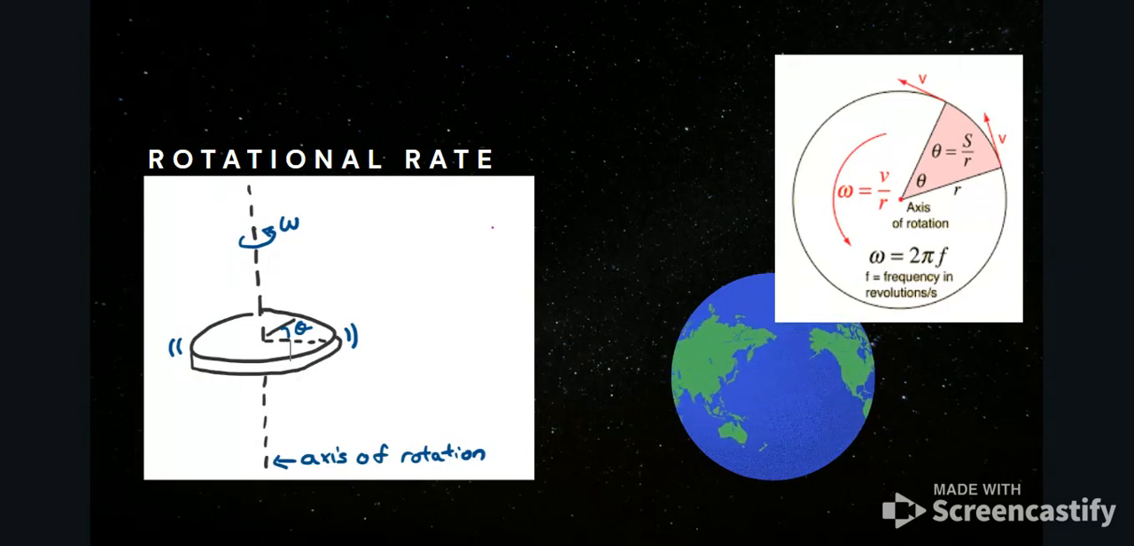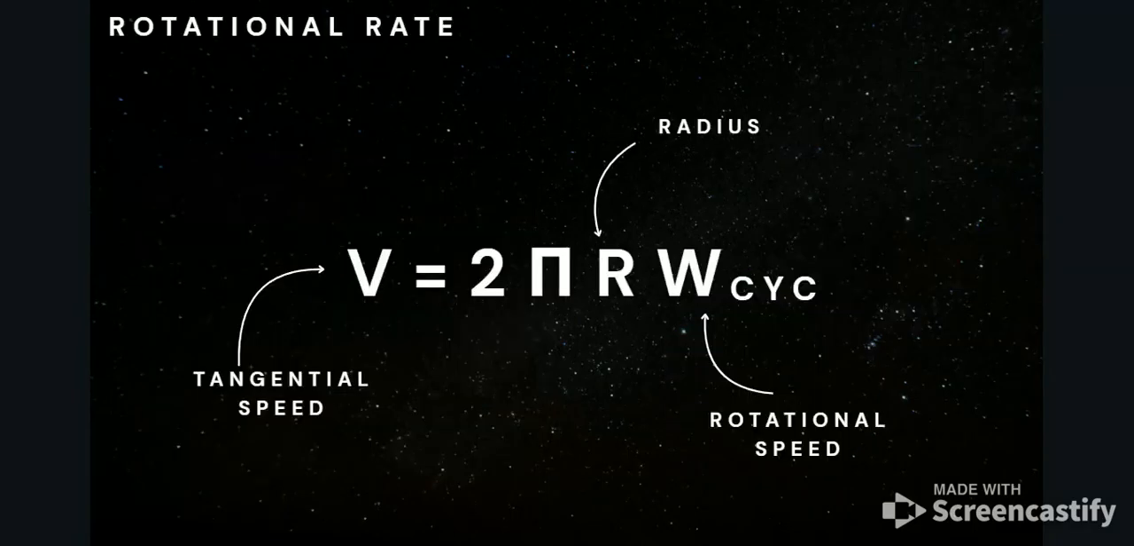Rotation is a circular movement of an object around a central axis. Rotation is evident in many everyday things, like a car tire or a spinning ball. To calculate basic rotation rate, we use this formula. In this case, v is the tangential speed, or the rate at which an object moves in a circular path. R is the radius of the object's cycle, and the w is the rotational speed.